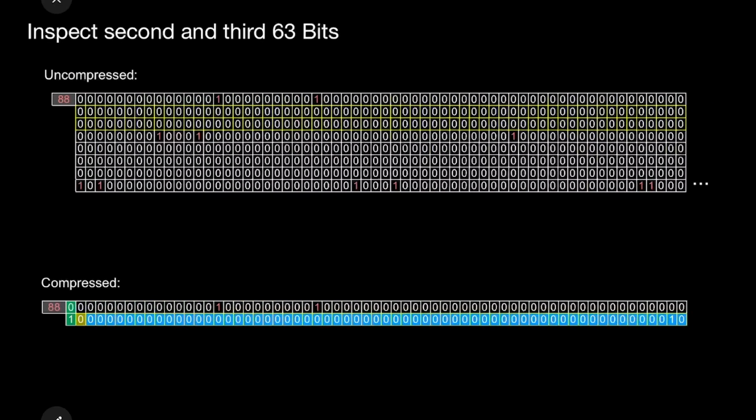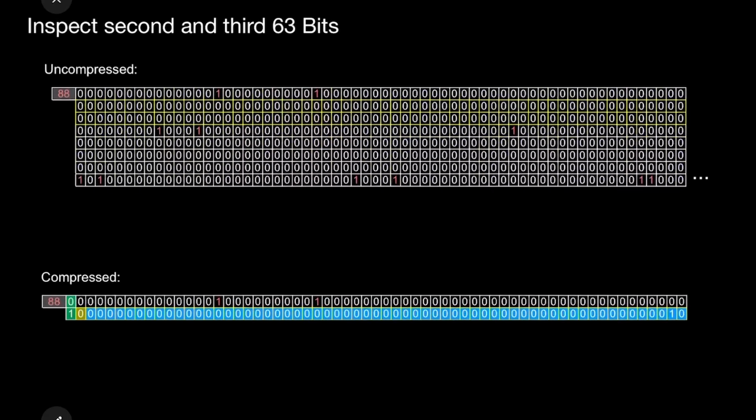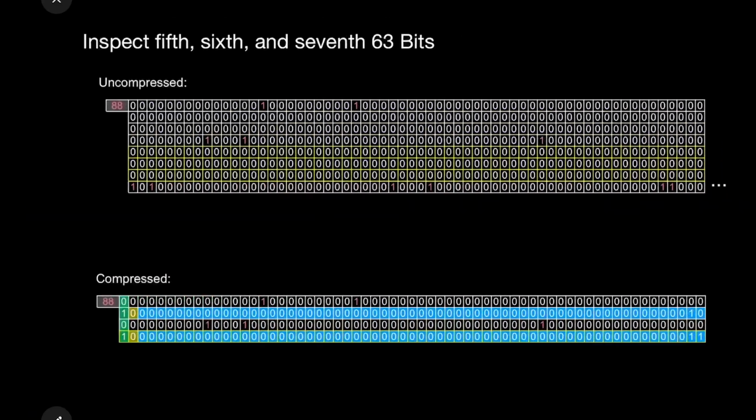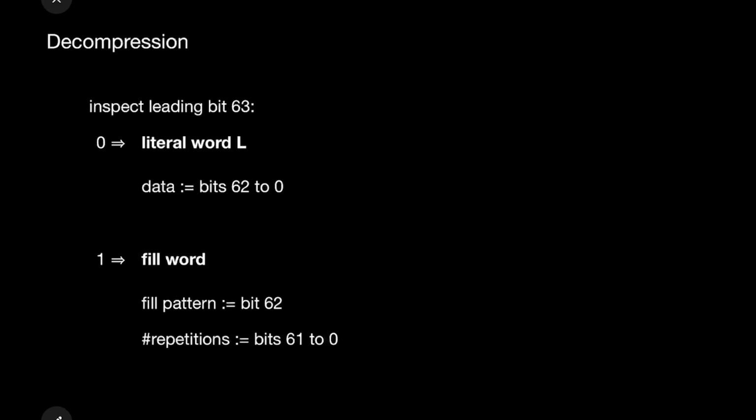However, in a situation where you have multiple 63-bit blocks that all have the same bit, I can output a separate type of 64-bit word. Maybe go back to the semantics here on the slides as well. We can show the semantics first. So that's called a fill word. That was a literal word. We had before data bits 62 to 0, which is 63 bits. And now I'm using a fill word, that's the second type, and that has a fill pattern, which is a single bit.